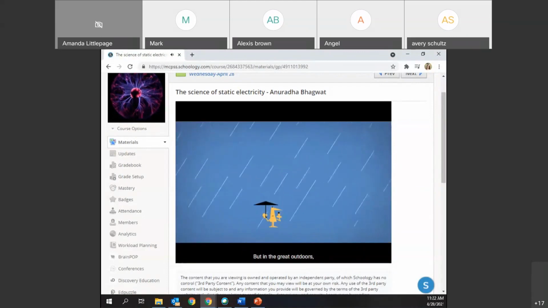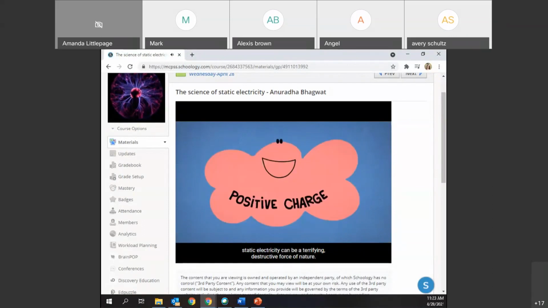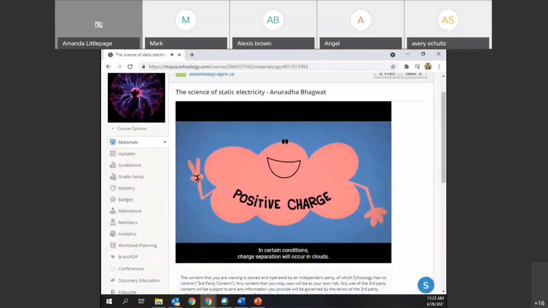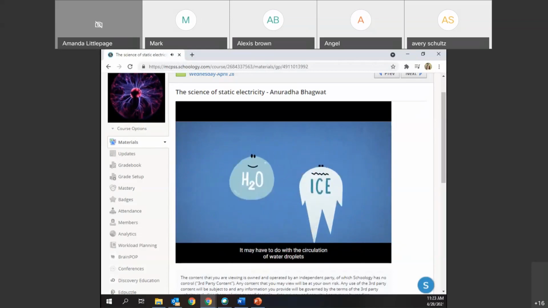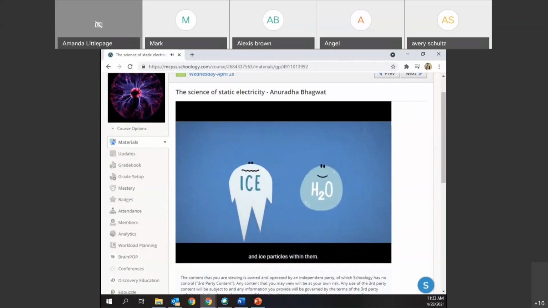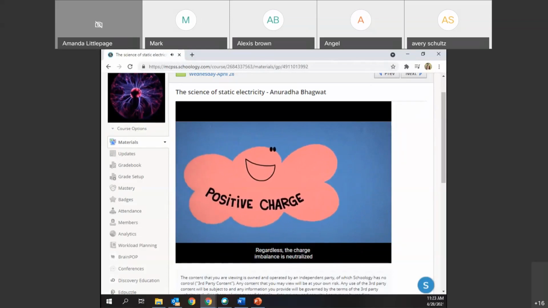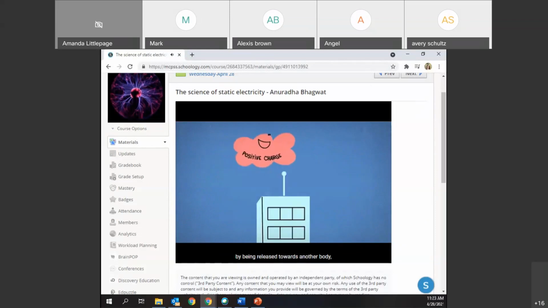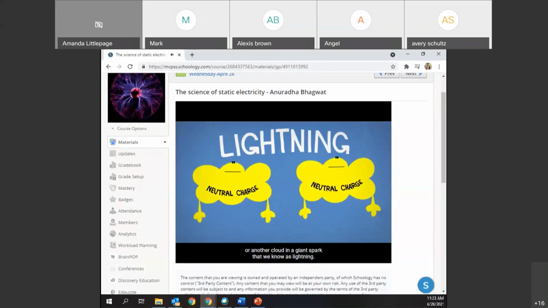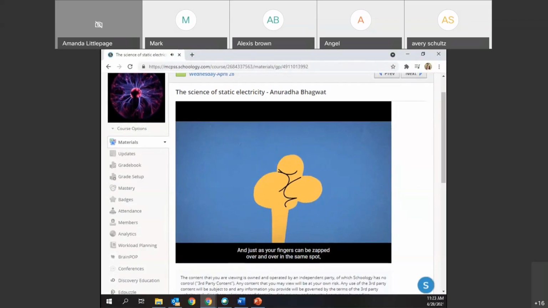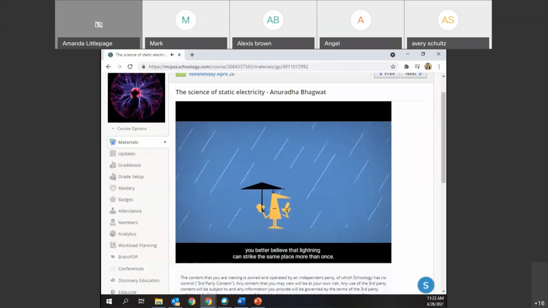But in the great outdoors, static electricity can be a terrifying, destructive force of nature. In certain conditions, charge separation will occur in clouds. We don't know exactly how this happens. It may have to do with the circulation of water droplets and ice particles within them. Regardless, the charge imbalance is neutralized by being released towards another body, such as a building, the earth, or another cloud in a giant spark that we know as lightning. And just as your fingers can be zapped over and over in the same spot, you better believe that lightning can strike the same place more than once.